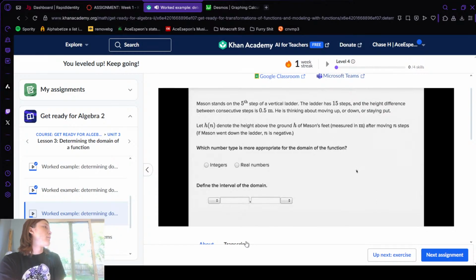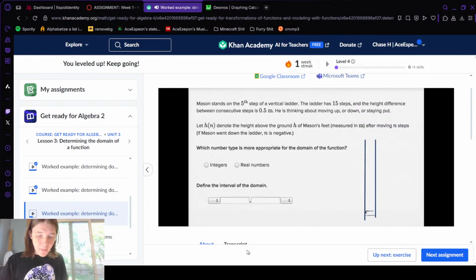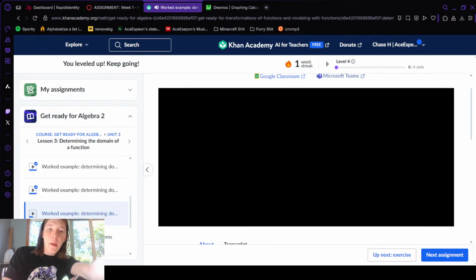So let me draw this ladder that Mason is on. It's a vertical ladder. So that's one side of the ladder, and this is the other side. And it has 15 steps. Let me see if I can draw that. So this is the first, 1, 2, 3, 4. Actually, I'm going to run out of space. I need to make them closer together. So it's going to be 1, 2, 3, 4, 5, 6, 7, 8, 9, 10, 11, 12, 13, 14, and 15. 15 steps. Let me make sure it's even.